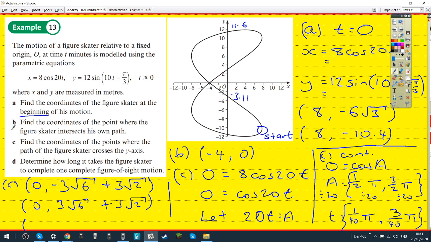So when I subbed in 5 over 2 pi, I got 6 root 3. I think the other coordinate will be 0, comma 6 root 3. And what is 6 root 3? 10.4. So you said 5 over 2 pi, is that what you subbed in? Yeah. Should have been 5 over 40 pi. Oh yeah, I'm sorry.